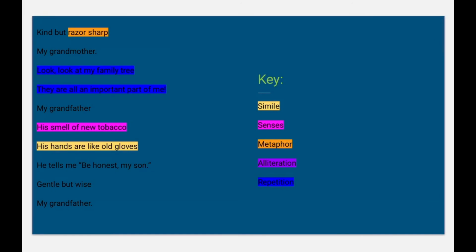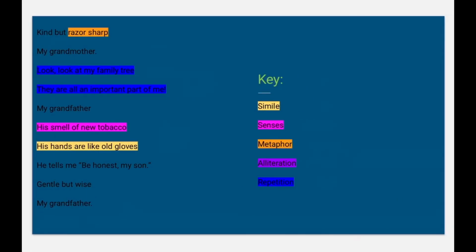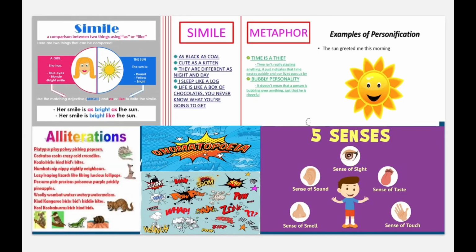The blue is repetition. Look at my family tree. They're all an important part of me. So on the other page, we have the same exact sentence. So this just shows repetition. So here I put all of the photos I used in this video. So if you want to screenshot them, pause and read them all, you're free to do so.